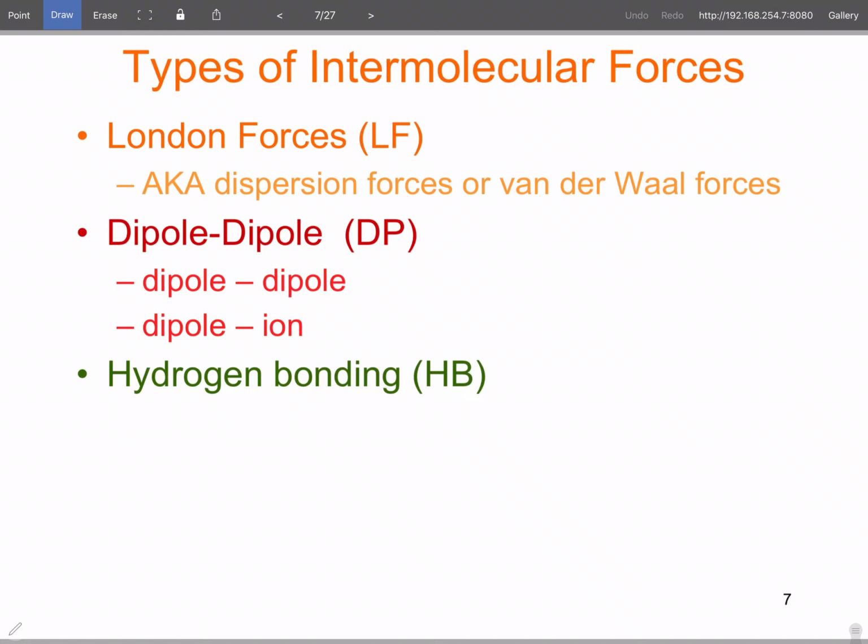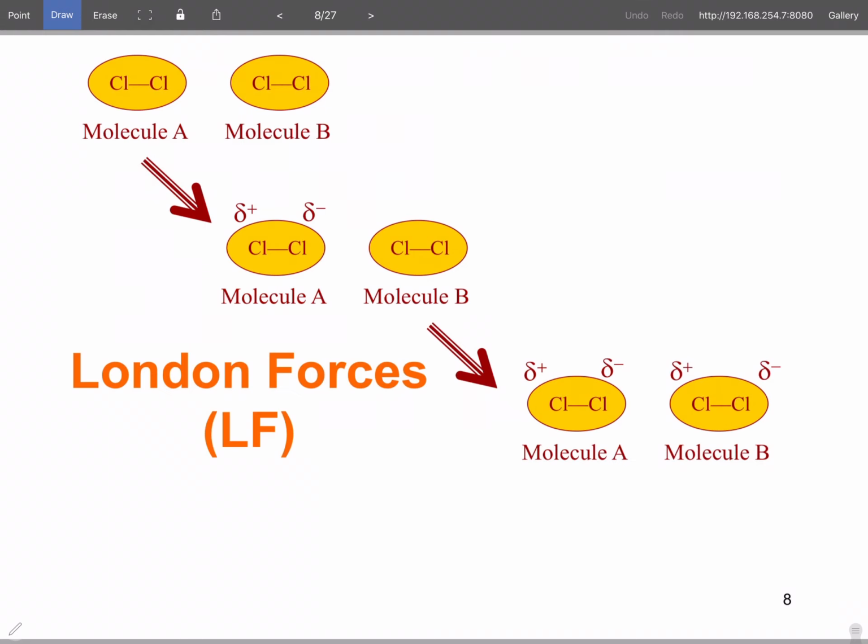Then the next one, it's a little stronger, is the dipole forces. This can involve the dipole and an ion. Again, more about this. And then hydrogen bonding. Now, this is a misnomer, which is a fancy word for saying it's misnamed, because it's not a bond. Okay, and I'll point that out again. It's called hydrogen bonding, but it's not a bond at all. It is an intermolecular force. Okay, so let's go through each of these individually.